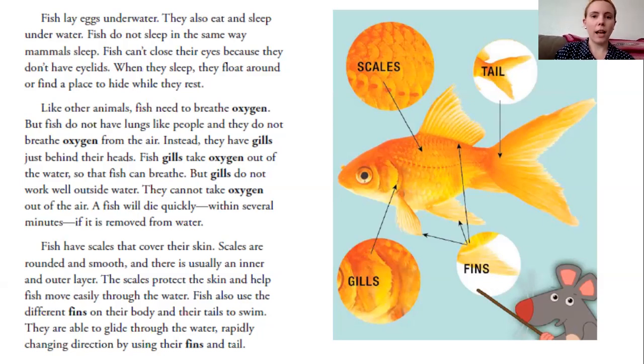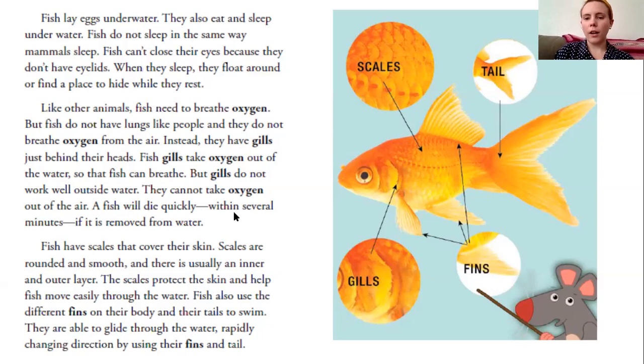Fish have scales that cover their skin. Scales are rounded and smooth, and there is usually an inner and outer layer. The scales protect the skin and help fish move easily through the water. Fish also use the different fins on their body and their tails to swim. They are able to glide through the water, rapidly changing directions by using their fins and tail.